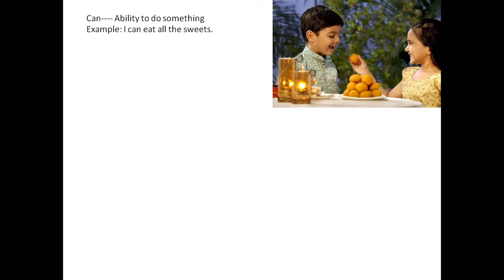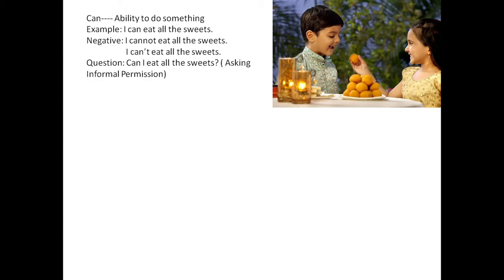See here, example: I can eat all the sweets. That means I have the ability to eat all the sweets. When you don't have the ability to eat all the sweets, you say, I cannot eat all the sweets, or I can't eat all the sweets. Now here comes the question: can I eat all the sweets? That means it is a way of asking permission in an informal way.